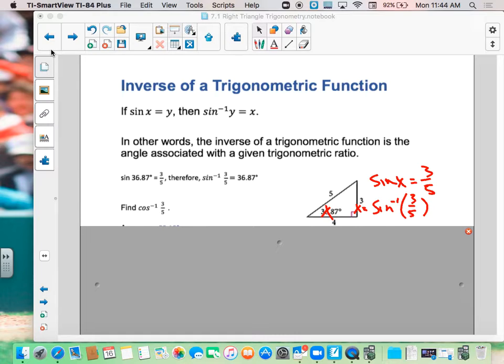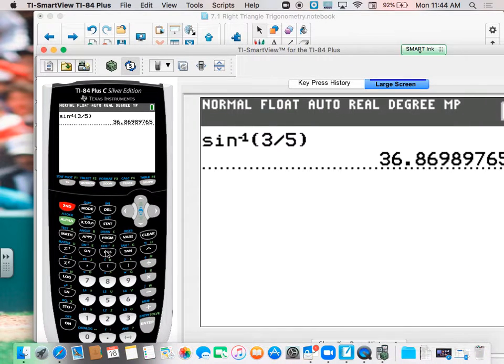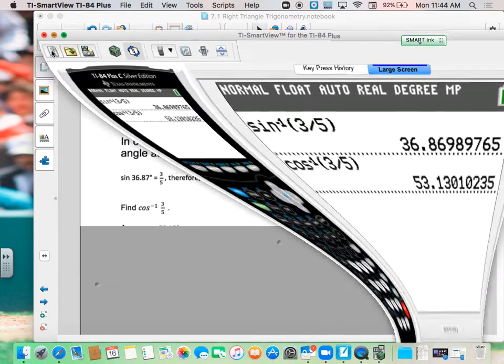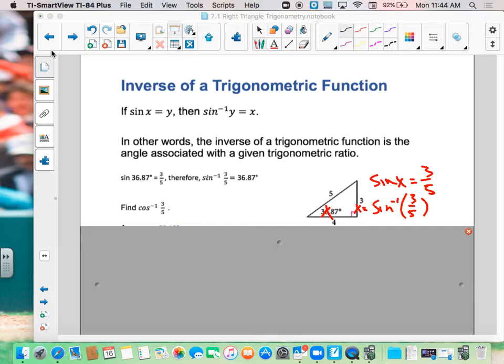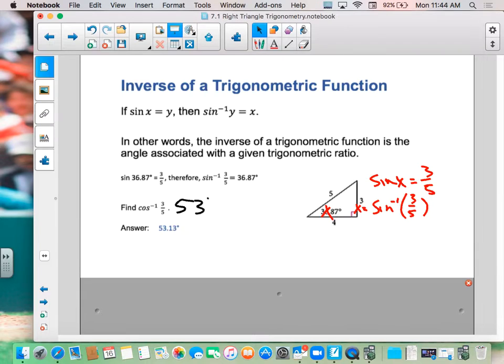You're supposed to find the inverse cosine of 3/5. So grab that calculator again. Second cosine 3/5, and you've got 53 degrees. Probably going to notice 53 and 37 add up to 90 degrees. Another way to look at that relationship between sine and cosine.